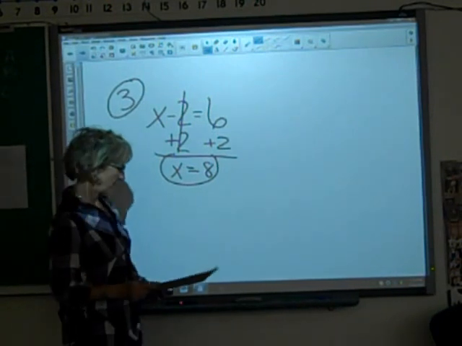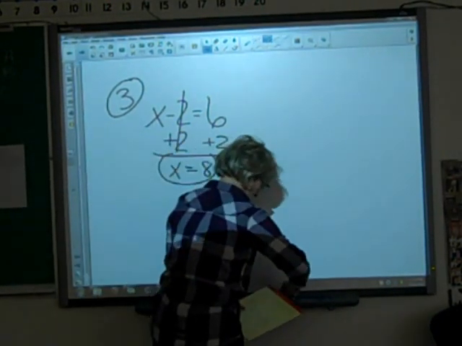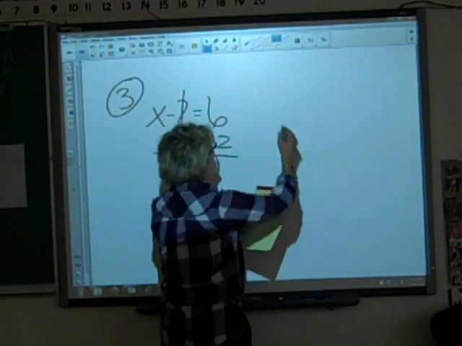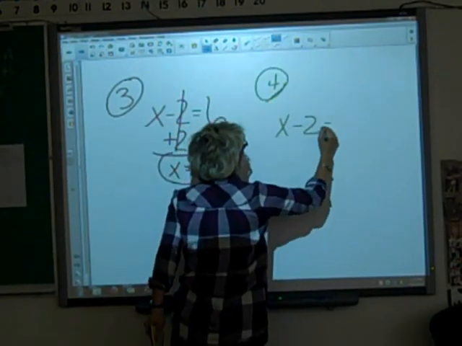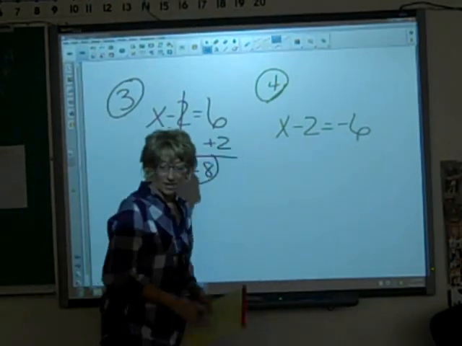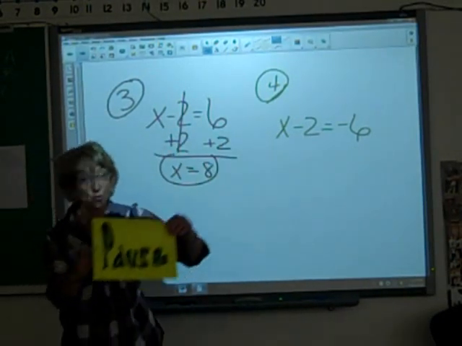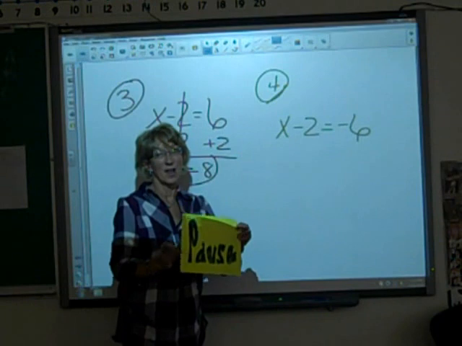Okay? Now I'm going to have you try one of those. I'm going to have you try number 4: x minus 2 is equal to negative 6. Go ahead and try that. So I need you to pause your device. Try this problem.